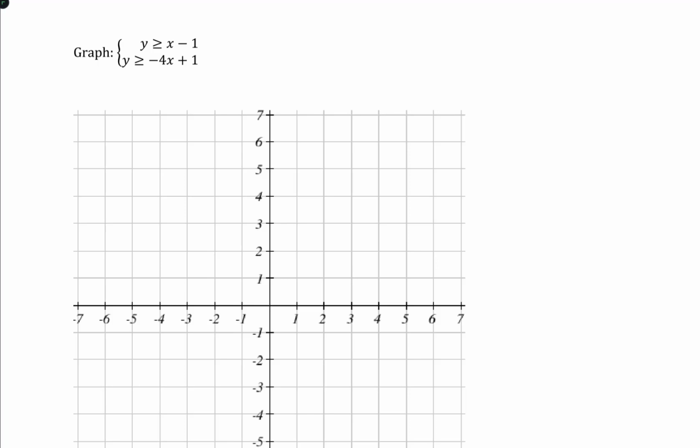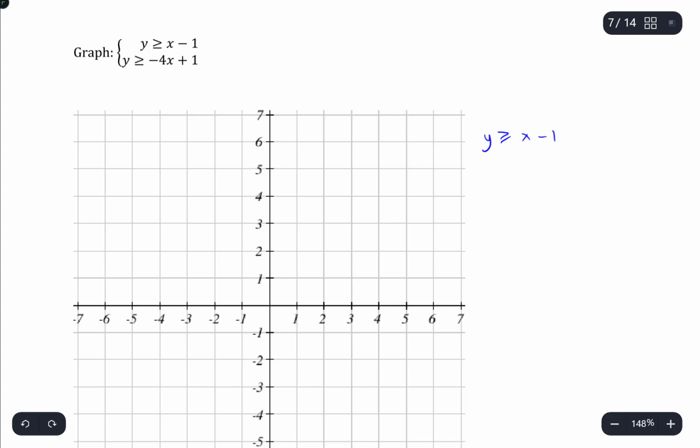Graph the system of inequalities. Y is greater than or equal to x minus 1, and y is greater than or equal to negative 4x plus 1. So we'll start off by treating each of these as equations, and then we'll handle the inequality portion of this in just a moment. So let's start with the first one.